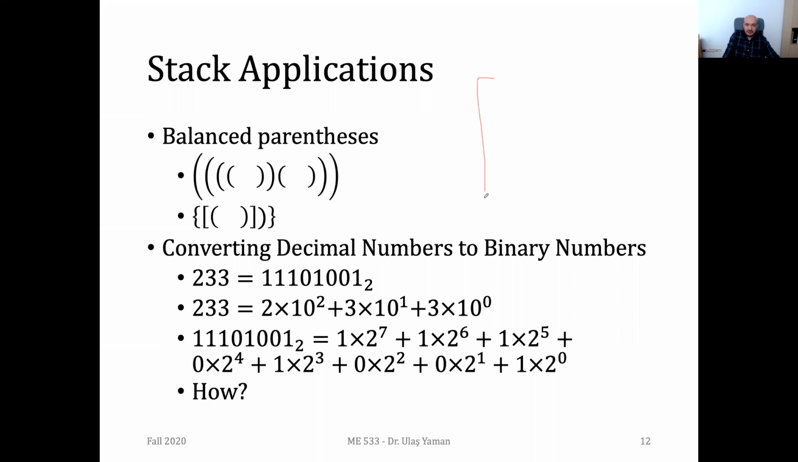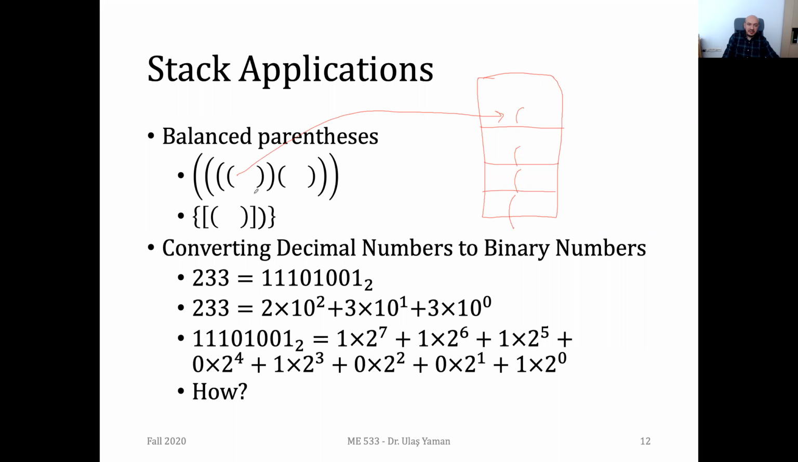Let me draw a stack here. In maximum we will have, I think, 4 items. So this is the larger one, and it's smaller one. While I'm scanning this expression from left to right, when I see a left parenthesis, I put it into the stack. Okay, this is what I'm doing right now. So this is the fourth item, the fourth left parenthesis, okay?